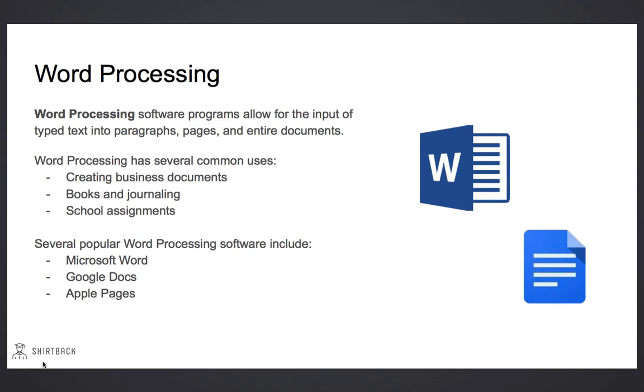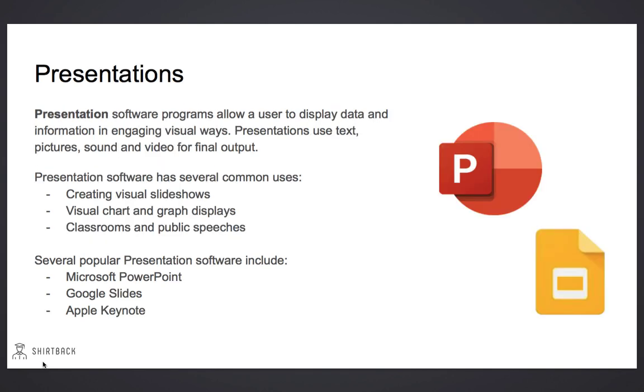Word processing software are programs that allow for the input of typed text. We use word processing to create paragraphs, pages, and entire documents. We use word processing for several common uses, including business documents, books and journaling, and school assignments. Some common word processing software includes Microsoft Word, Google Docs, and Apple Pages.